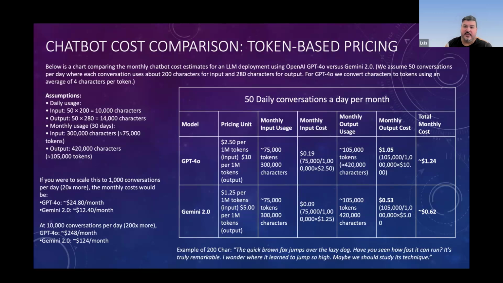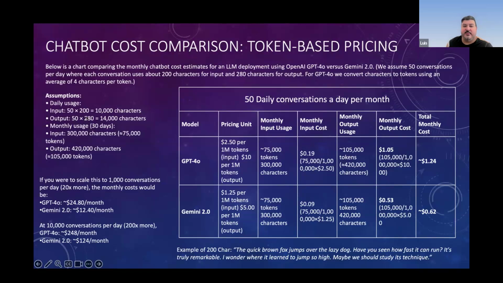But right now, for this example that we showed last week, we're assuming 50 conversations and an average of about 200 characters. And again, an example of 200 characters is below here. So it's not just one sentence. It's 1, 2, 3, 4, 5 different sentences being asked, right?